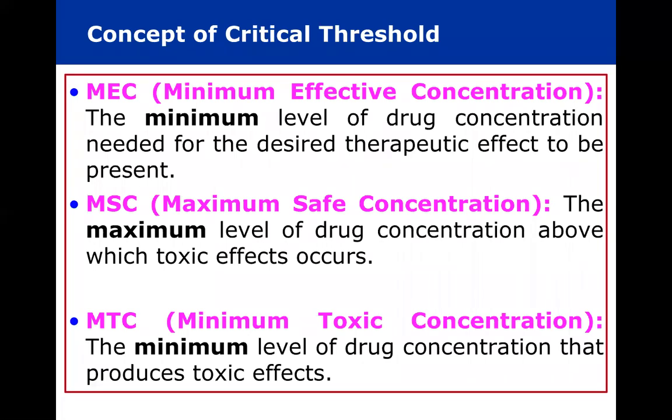Here, there are several concepts of critical thresholds. We have what is called the minimum effective concentration, which is the minimum level of a drug concentration needed for the desired therapeutic effect to be present. And there is the maximum safe concentration, the maximum level of a drug concentration above which a toxic effect occurs. The minimum toxic concentration is the minimum level of a drug concentration that produces a toxic effect.